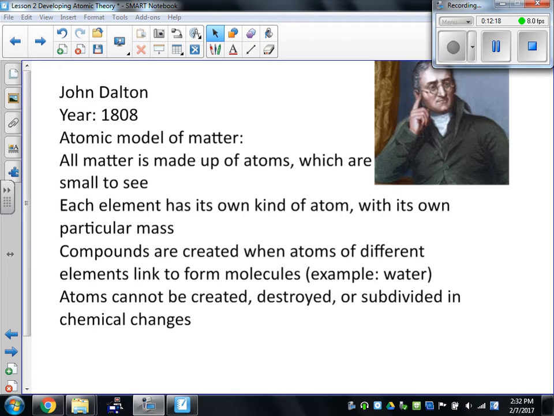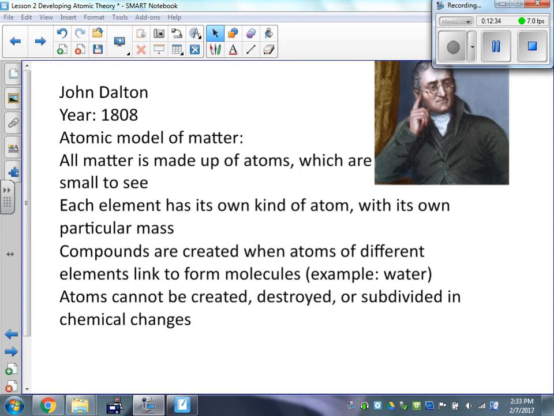Each element has its own kind of atom with its own particular mass. Compounds are created when atoms of different elements link to form molecules. Example, water. Atoms cannot be created, destroyed, or subdivided in chemical changes. So that's what he believed about his atomic model theory.